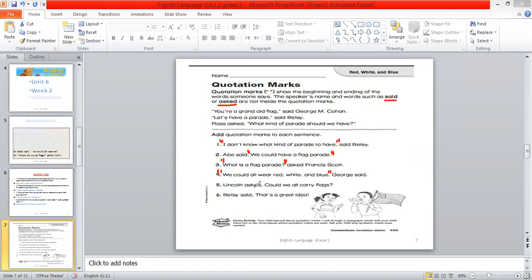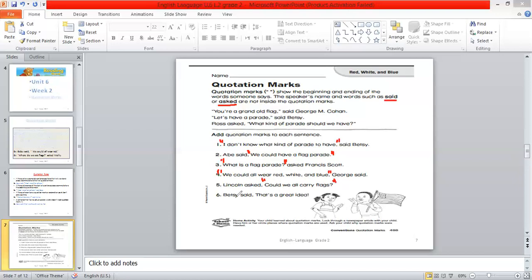Number five, Lincoln asked. I have asked here at the beginning of the sentence. Could we all carry flags? And I have a question. Notice here there is no comma. You don't need to add commas here. But we have to write the quotation mark here and after the question mark.